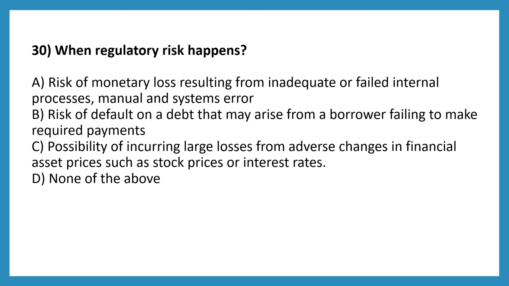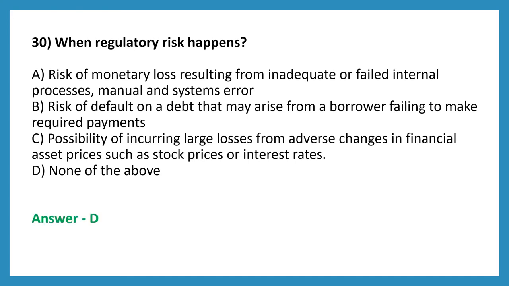When regulatory risk happens: option A, risk of monetary loss resulting from inadequate or failed internal process, manual and systems error. Option B, risk of default on a debt that may arise from a borrower failing to make required payments. Option C, possibility of incurring large losses from adverse changes in financial asset prices such as stock prices or interest rates. Option D, none of the above. The correct answer is option D.